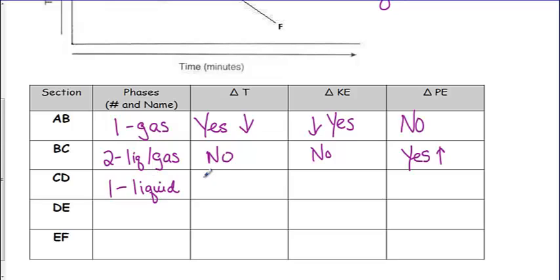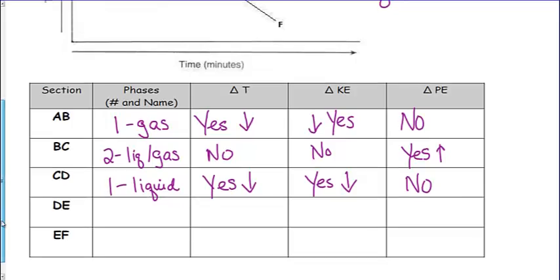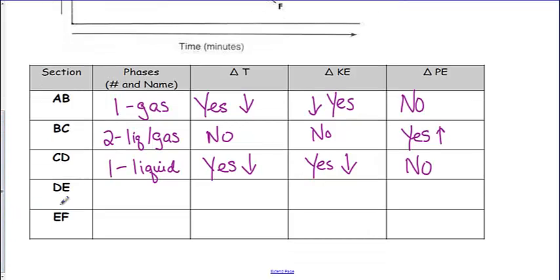The temperature is decreasing, and so is the kinetic energy. Therefore, potential energy does not change. Section D to E is a plateau, so we have two phases there. We're going to have the liquid and solid. Temperature is not decreasing, it's remaining the same, so we have no change, and therefore no change in kinetic energy, but the potential energy is, and it's increasing, it's stored.